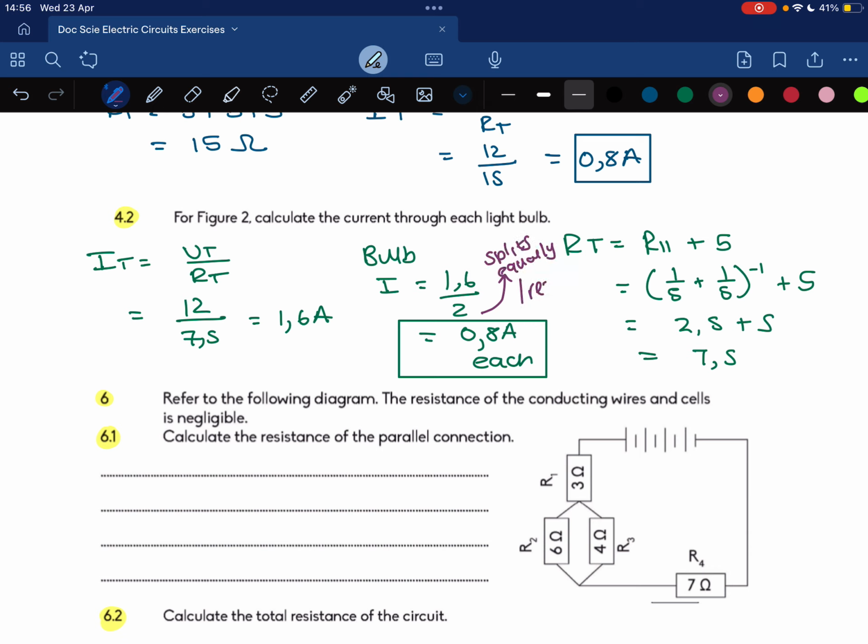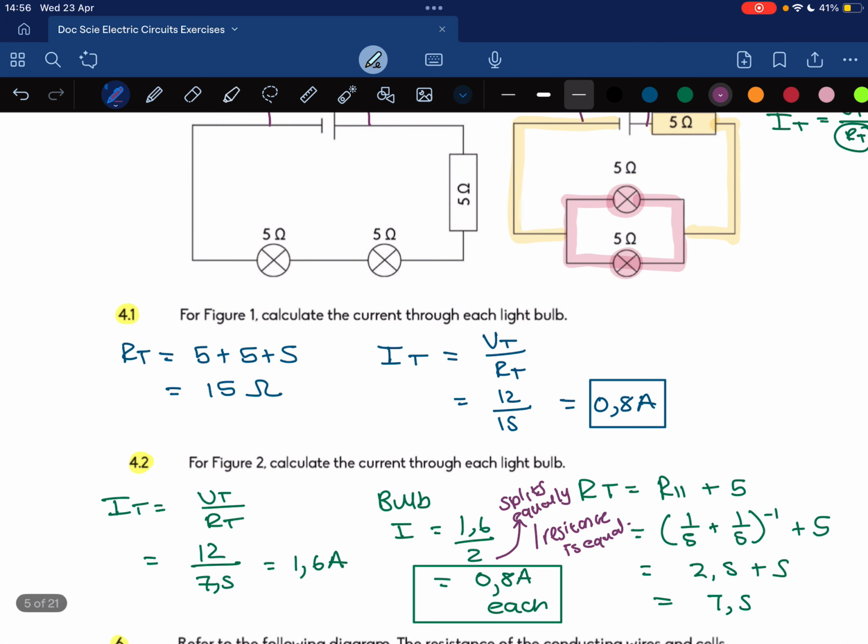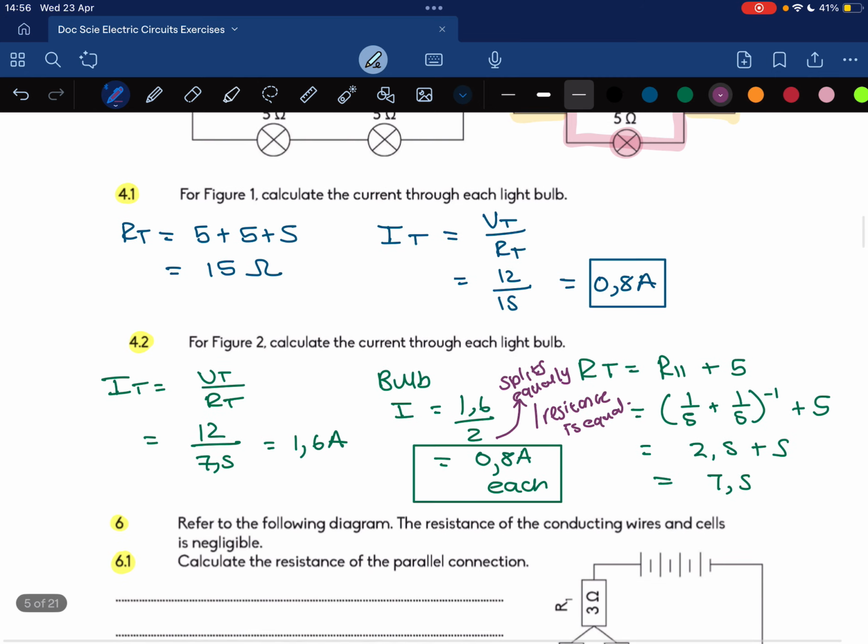If they weren't identical, so if this is 5 and this is 1, then you can't divide by 2. It won't split equally. It only does this because the resistance is equal. So just take note that that's the only reason we were able to do it like that. Okay, moving on to number 6.